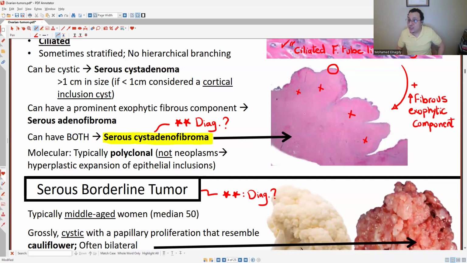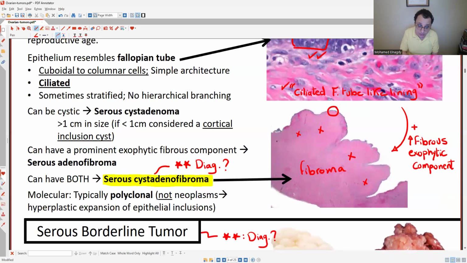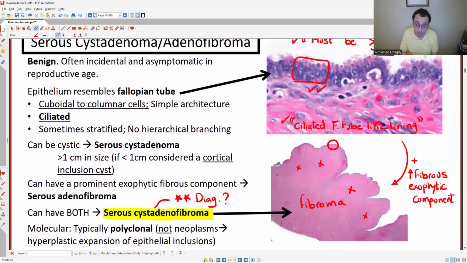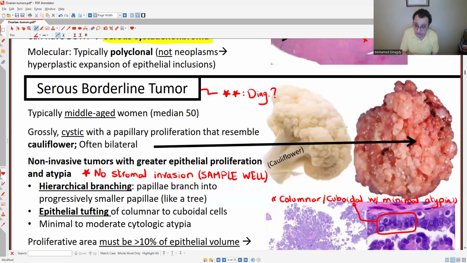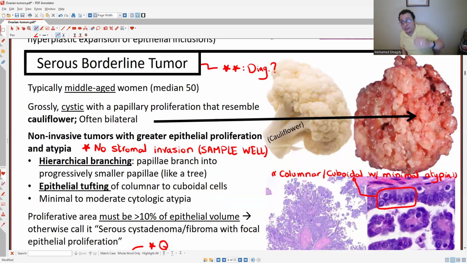They call it serous cystadenoma. No, it's serous cystadenofibroma, because you have a fibroma component here, a stromal fibroma component. So they call it cystadenofibroma. Very boardable. They love it. Two-star diagnosis. Two Q banks ask about the exact same picture and the exact same spot diagnosis. So you need to know it. Serous cystadenofibroma is a subtype of serous cystadenoma.